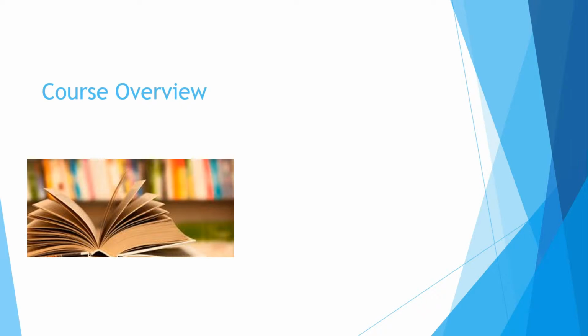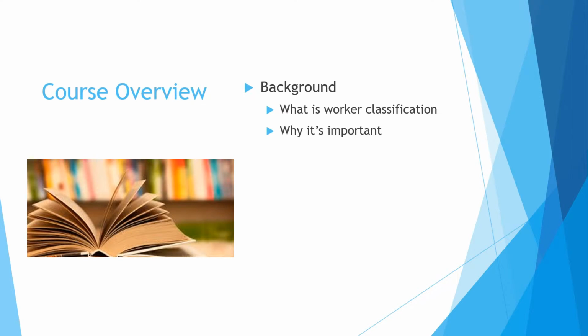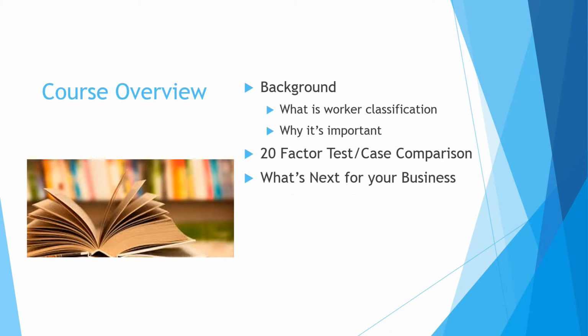This course will cover many important topics. We'll start with the background, which includes explaining what worker classification is and why it's important. Then the majority of the class will focus on the 20-factor test, which covers the things that courts and government agencies use to determine if a worker is an employee or independent contractor. And to help you better understand these factors and learn some of the do's and don'ts, we'll compare two cases. One where the worker was found to be an independent contractor, and the other where the workers were found to be employees. And after the 20-factor test, we'll talk about what's next for your business.